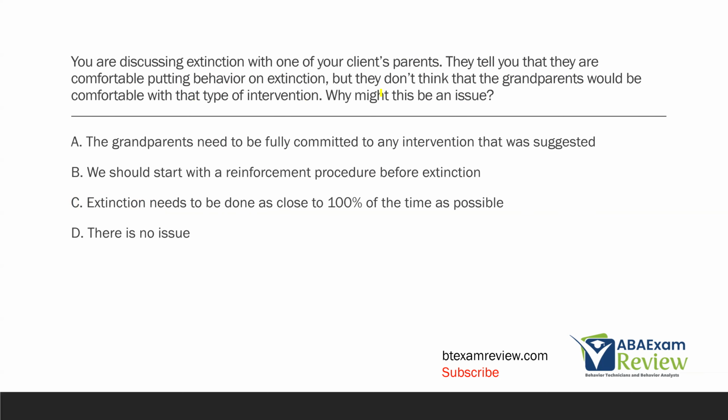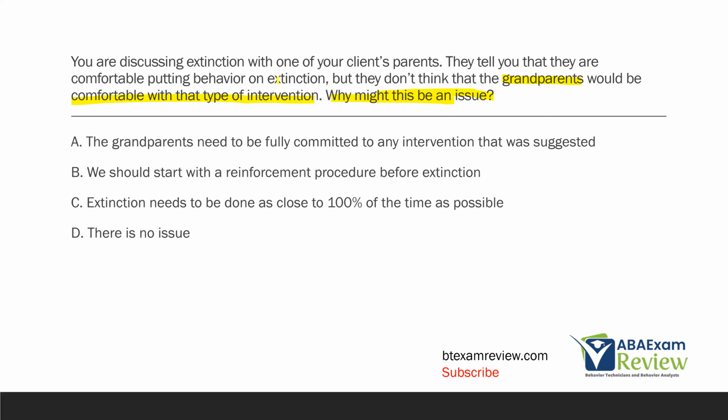You're discussing extinction with one of your client's parents. They tell you that they are comfortable putting behavior on extinction, but they don't think that the grandparents would be comfortable with that type of intervention. Why might this be an issue? So why would this be an issue? What's the issue? Well, the grandparents aren't comfortable with the type of intervention.